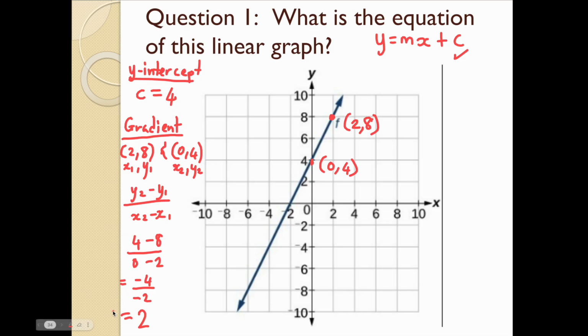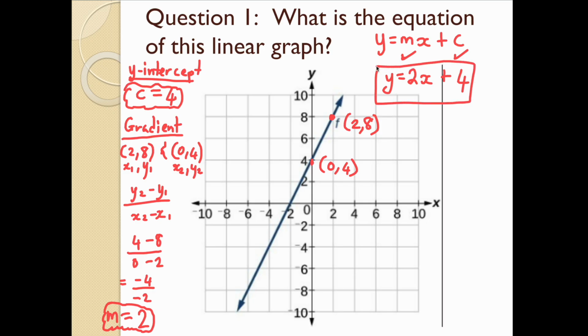So I have my two key things. I have the gradient, which is m, and I have my y-intercept, which is represented by c. So m, my gradient, is equal to 2, and c, my y-intercept, is equal to 4. Now I can write my equation. y should be equal to 2x, because 2 represents my gradient, which I calculated from picking 2 points, and my y-intercept, which I identified on the graph, which is 4. So I can say y is equal to 2x plus 4. This represents the equation of this line.